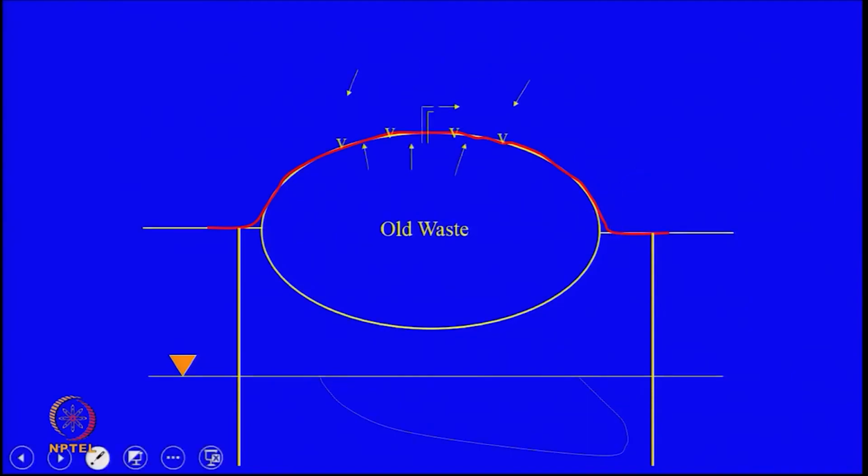And at the top you have to do the same measures. You still have to have a gas collection system, you still have to have vegetation so that you have a cover which is not eroded with time. So that is the concept of control for an old waste dump. The peculiarity is that instead of having a liner, you need a vertical cutoff wall.